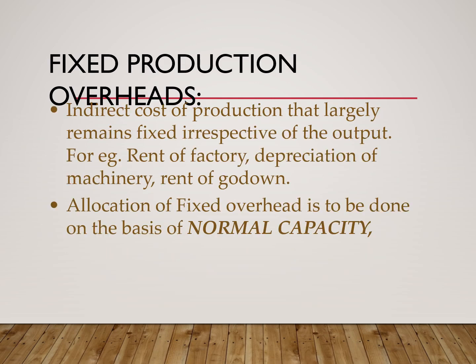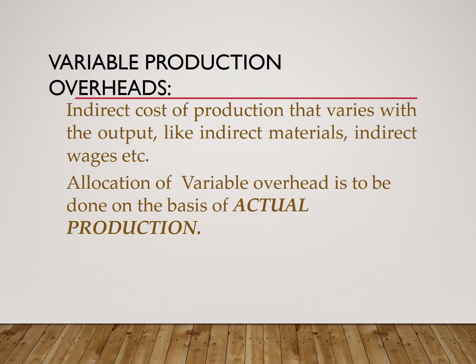So some of our fixed production overhead are, for example, the rent of the factory and the depreciation of the machinery. So those are some of our fixed overhead. They remain largely fixed irrespective of the output. Okay, so for our variable production overhead, they vary with output, like our indirect materials. Indirect materials like hindi naman talaga siya the main material for our product, like yung mga nails, mga paper clips or whatsoever. And they vary with the output.